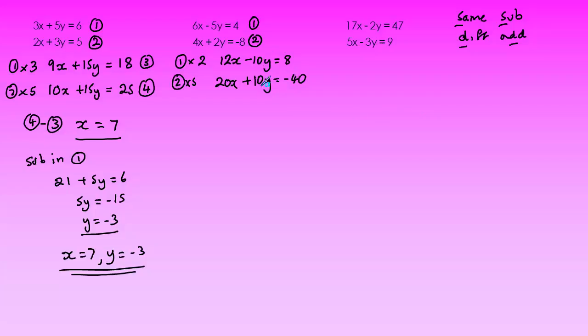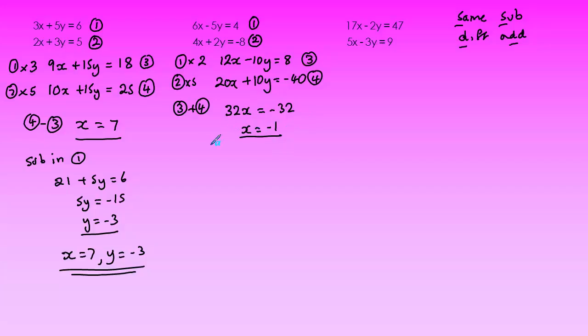So we have 10y's in each equation, but the signs are different, so therefore we're going to add. So if we call that 3 and that one 4, we're doing 3 add 4 here. So that's going to give me 32x's. The y's disappear, is negative 32. And then x will be equal to negative 1.